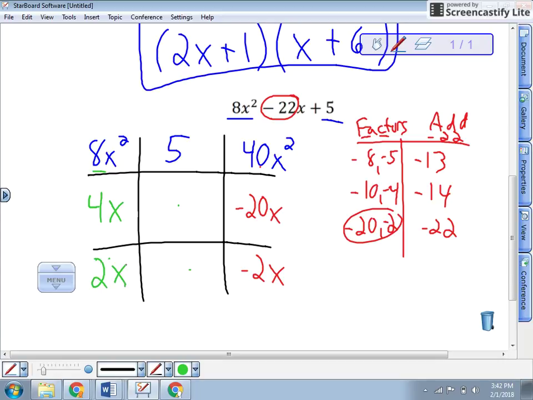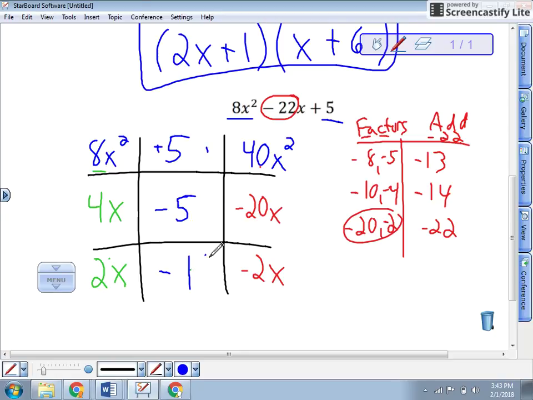And then I just fill in across. 4x times what is negative 20x? That's going to be negative 5. And 2x times what is negative 2x? That's going to be negative 1. And again, negative 1 times negative 5 is positive 5. So it works vertically as well. So again, it's completed correctly.